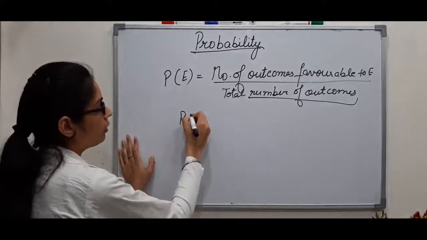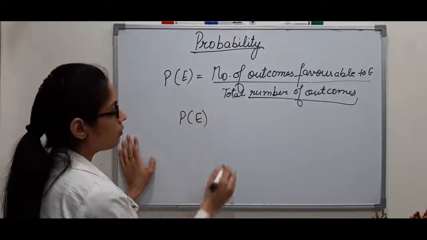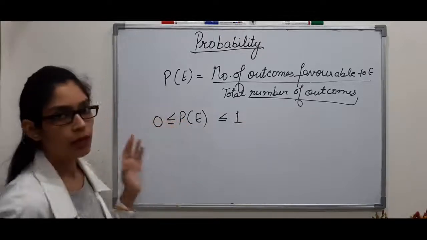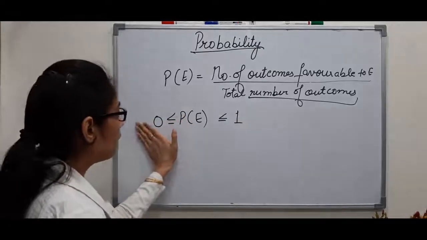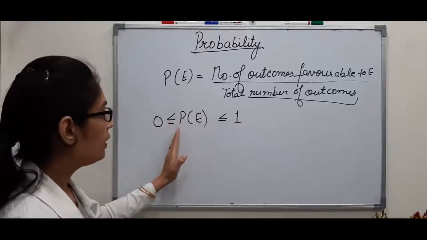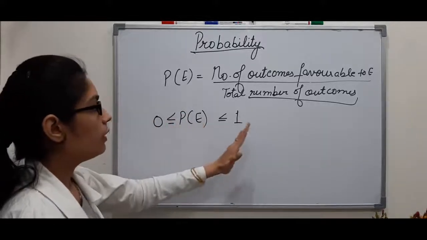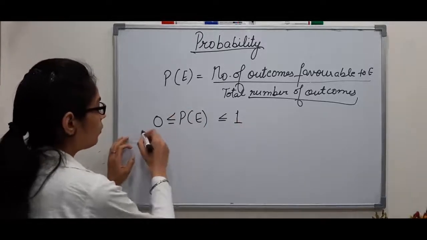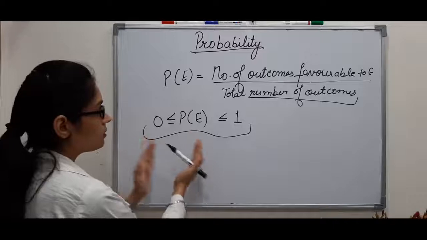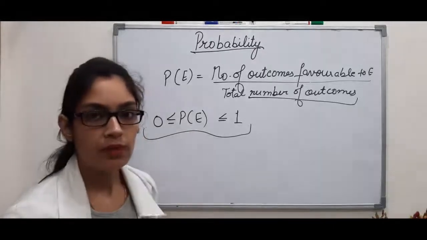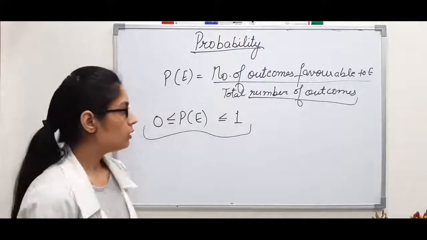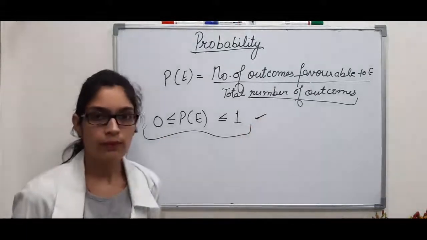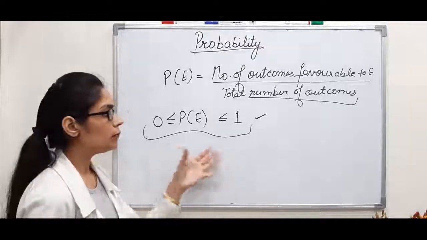Probability of an event always lies between 0 and 1. This we have to always remember. It can be equal to 0, it can be greater than 0, it can be equal to 1, and it can be less than 1. But it will always lie between 0 and 1. Probability of an event cannot be negative. So you have to make sure if you are doing calculations regarding probability, your answer should lie between 0 and 1.